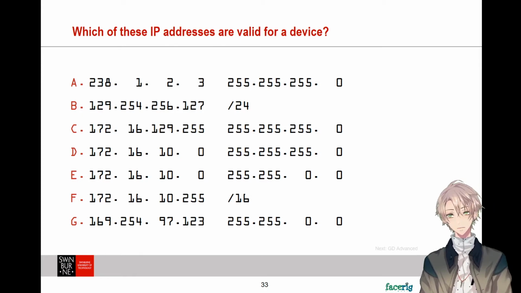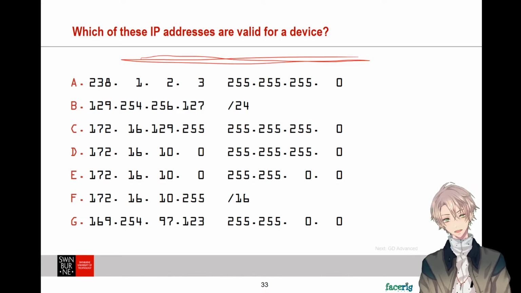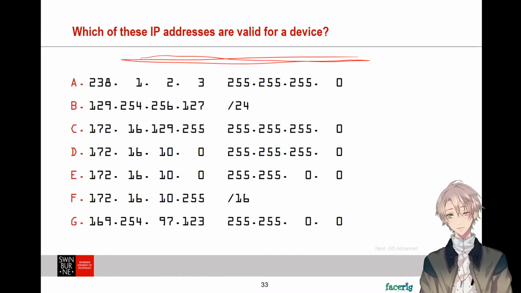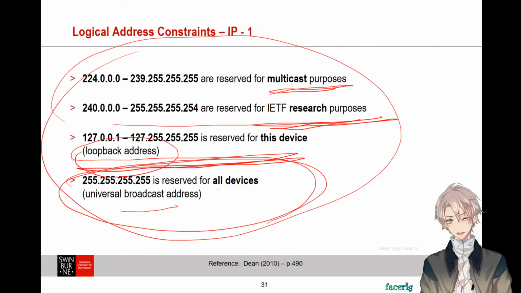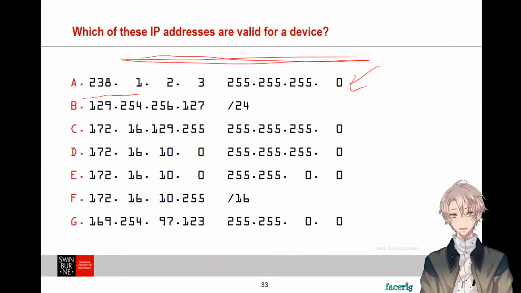Okay, in this exercise, it asks you which of these are valid IP addresses for devices. 238.1.2.3, 255.255.255.0. So is this valid? This one is not valid for a device because it is a multicast address. You see, 238. Let me go back. Multicast address 238 is a constrained IP address, so you cannot use it in a device.